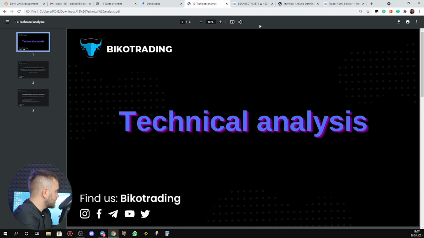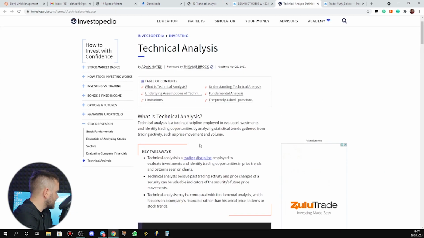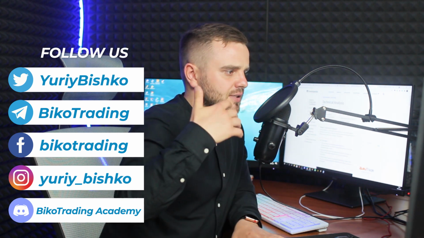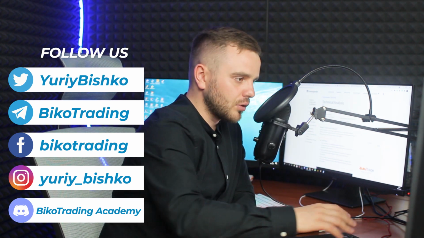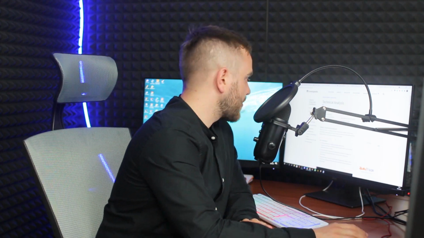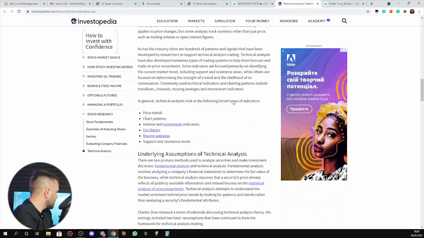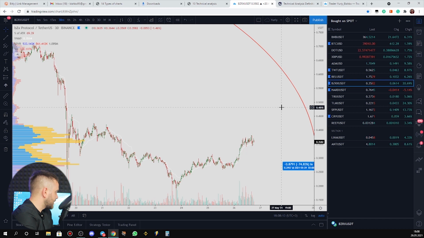First, about technical analysis, what you should understand. Technical analysis is when you analyze the price of any asset based on a chart, some indicators, and volume analysis. Take a look at Investopedia and how they define technical analysis. In general, it looks at price trends, chart patterns, volume, momentum indicators, oscillators, moving averages, and support and resistance levels. That's what we do when we analyze instruments by technical analysis.